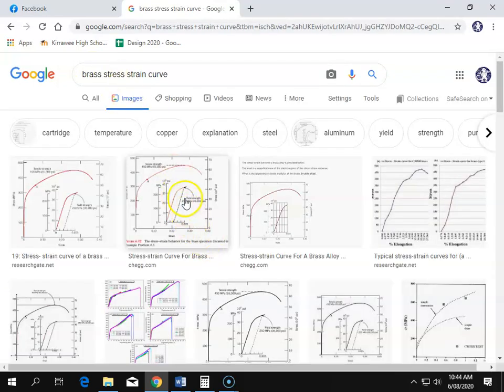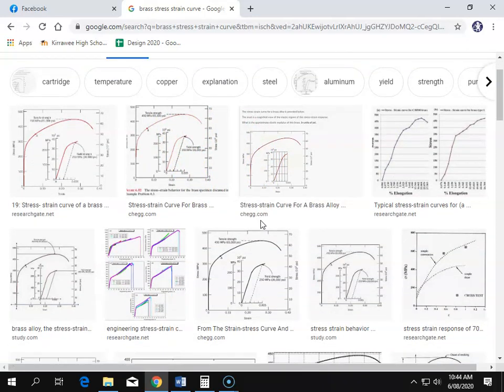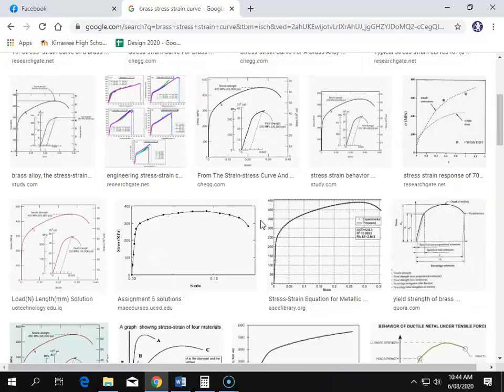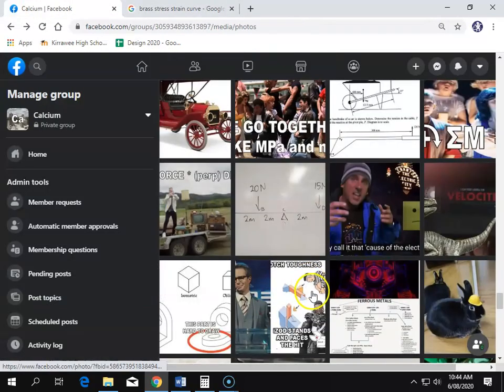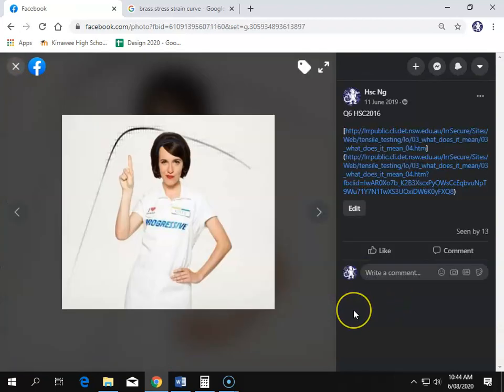If we look at brass, again, brass doesn't have a definite yield point. How do we find the value if we don't have a definite yield point? We have to use, starts with P. Progressive, right? Progressive yield, we use the proof stress.